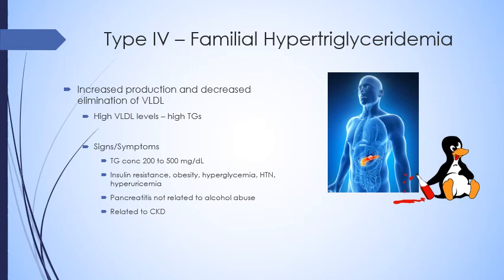And the signs and symptoms of these are going to be different than with just your traditional high cholesterol levels. So instead of having an increased LDL level, you're going to have increased triglycerides, 200 to 500 milligrams per deciliter. You're going to have patients that have insulin resistance, obesity, hyperglycemia, hypertension, hyperuricemia, and they're going to be at higher risk for pancreatitis that's not related to alcohol abuse. Okay. This disease tends to be also related to early onset chronic kidney disease too. So these patients have a lot of problems with their kidneys.